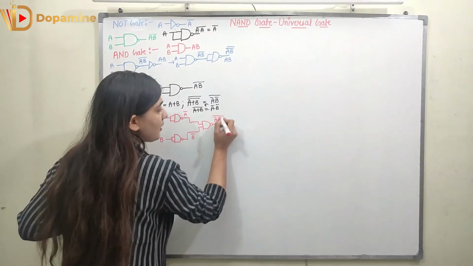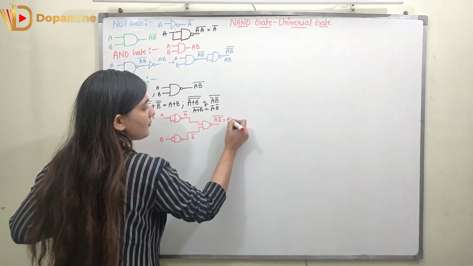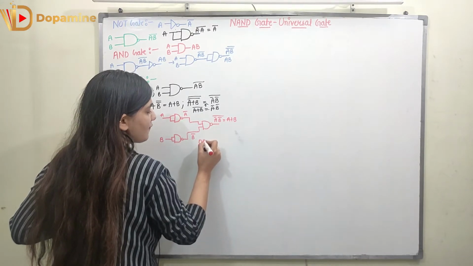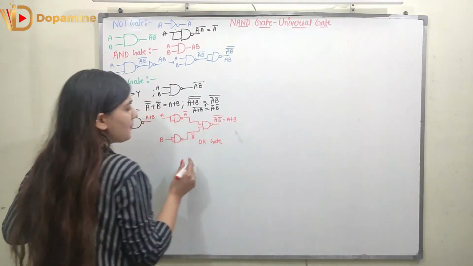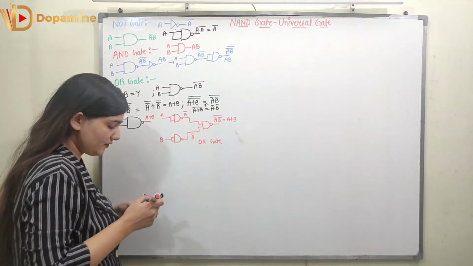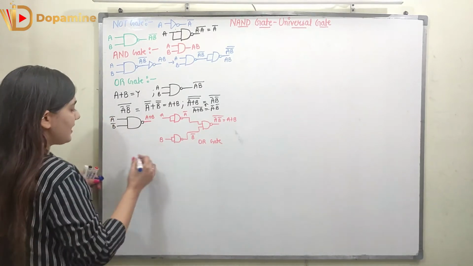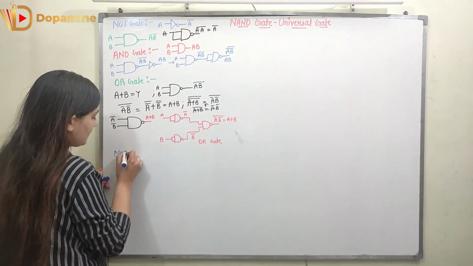So which is equal to, I have simplified it, A bar B bar, whole bar is equal to A plus B, and thus I have formed an OR gate with the help of the NAND gates. This is a NAND gate, NAND gate, NAND gate. With the help of the three NAND gates, I have formed an OR gate. Right? Next is the NOR gate.